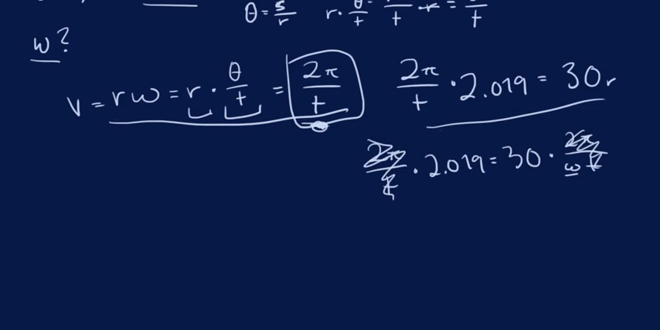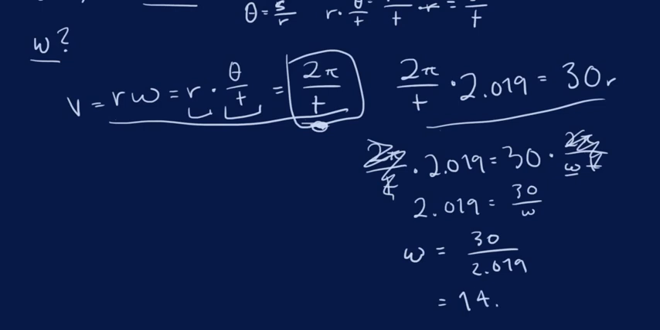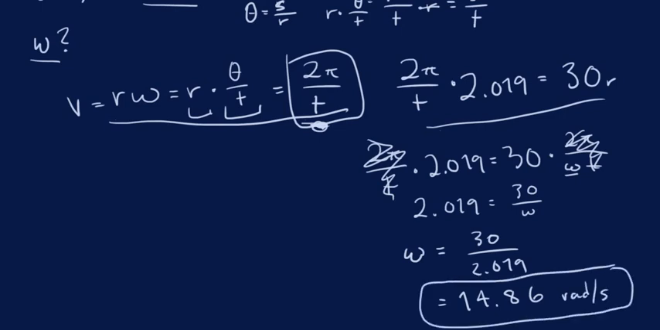So it's 2.019 equals 30 over omega. And so omega is going to equal 30 divided by 2.019, which is equal to 14.86. And that is in radians per second. And that's your answer. Two to go. Okay, next one is number 51.